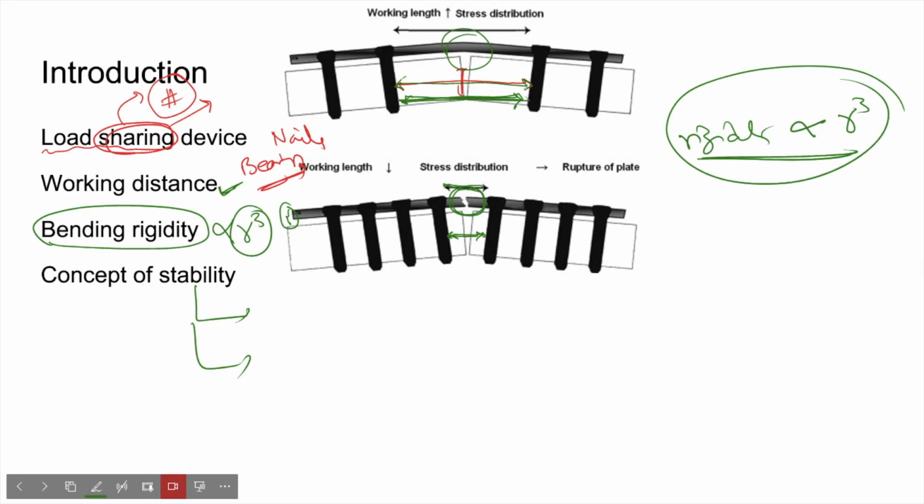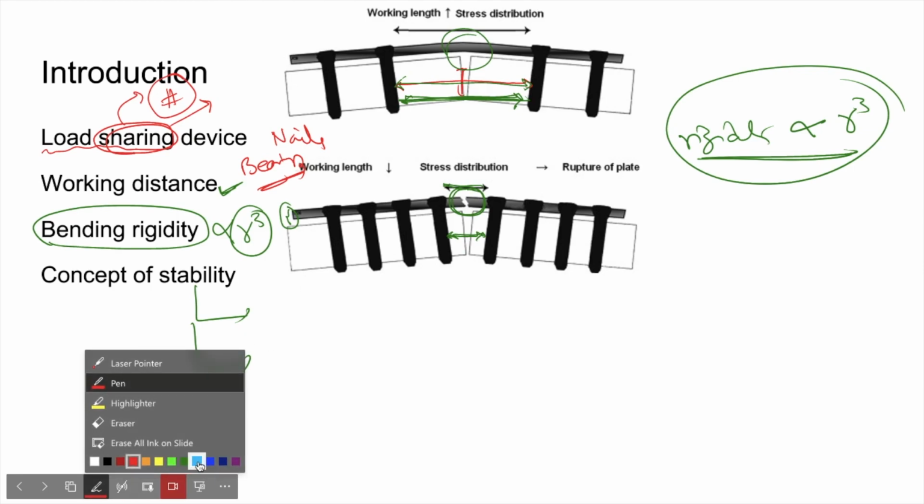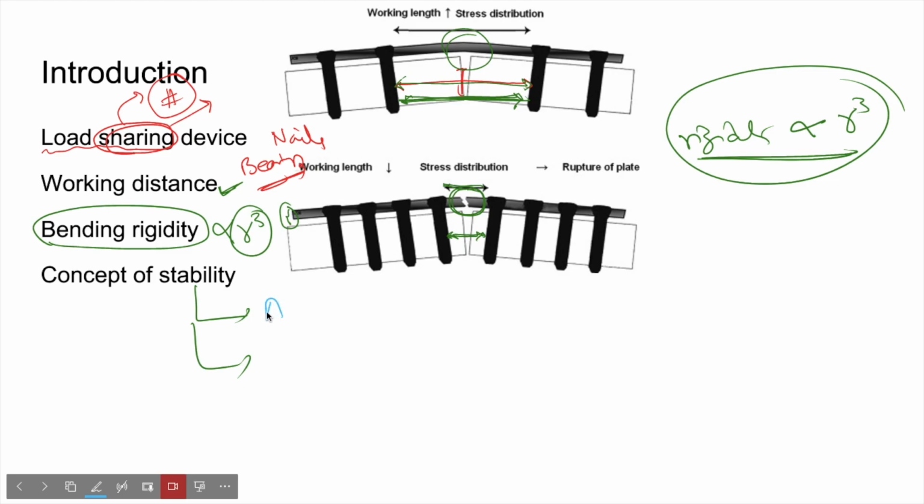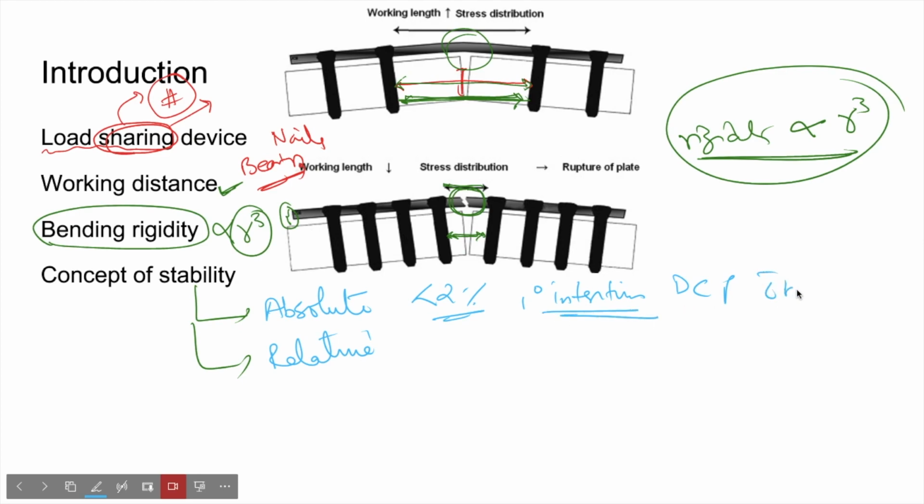Coming to the concept of stability, we discussed this in the previous screws chapter. Stability can be of two types: absolute stability and relative stability. In absolute stability, the strain is less than 2% and the bone heals by primary intention. You have good compression in the fixation, for example, like a dynamic compression plate. They heal by primary intention without callus formation.